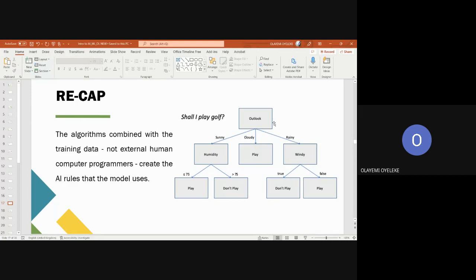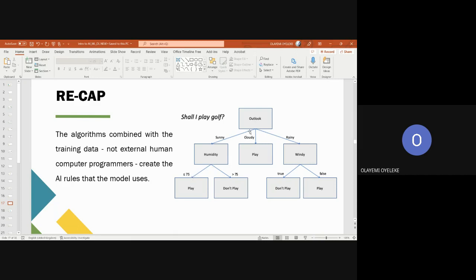You can see the picture on your right. Let's say we have this outlook, and we want to predict whether we should go out and play golf or not, and we are using this as a machine learning project. Once you feed in the data, it gets its stats, and you can see that if it's sunny and the humidity is less than or greater than 75, you can go out to play golf.